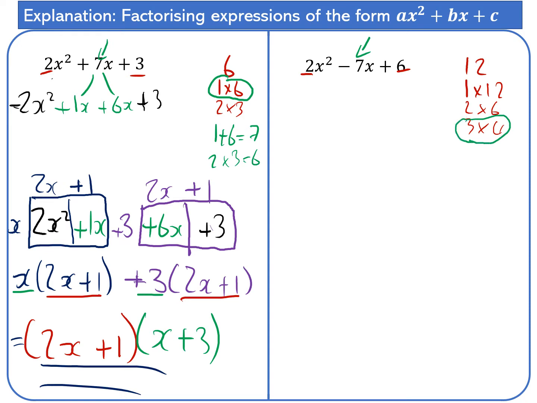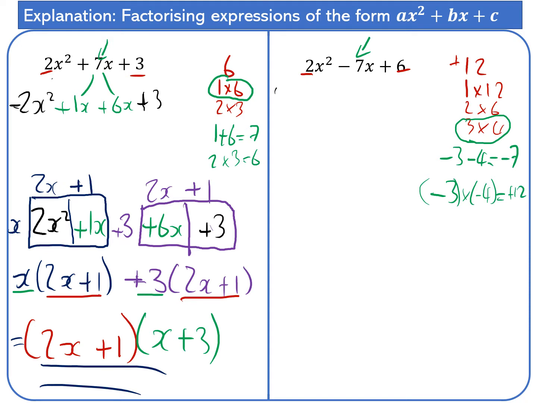Let's just check that, especially with a negative. So this was positive 12. And I need minus 3, take away 4 is minus 7. That works. Minus 3 times minus 4 is positive, is equal to positive 12. So that checks out.